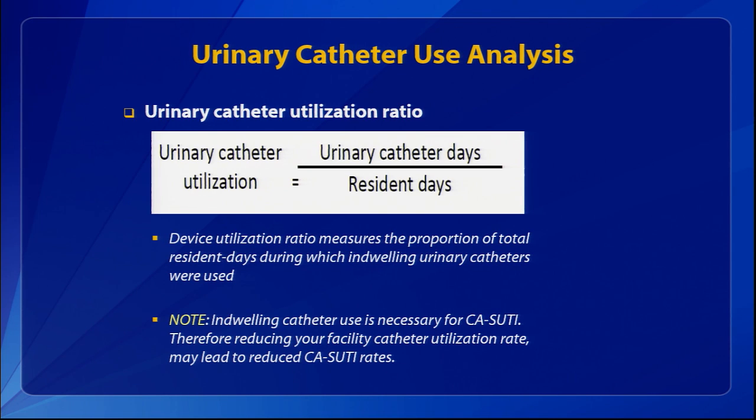Next, the urinary catheter utilization ratio. This calculates the proportion of total resident days during which indwelling catheters are used. The indwelling catheter use is necessary for CA-SUTI. Therefore, reducing your facility's catheter utilization rate may lead to reduced CA-SUTI rates.